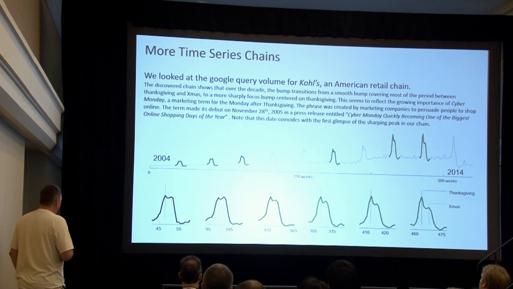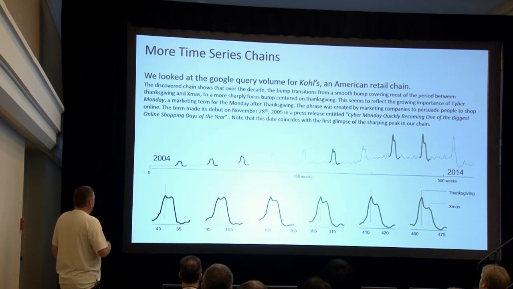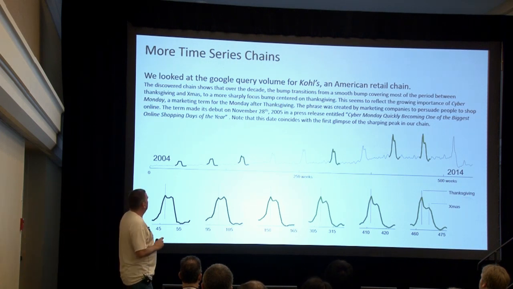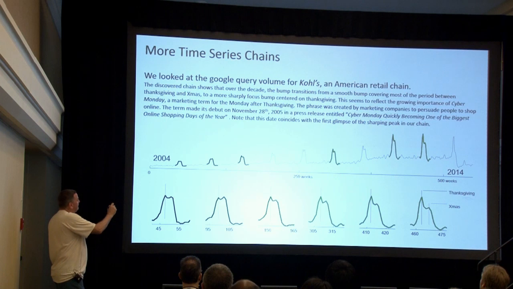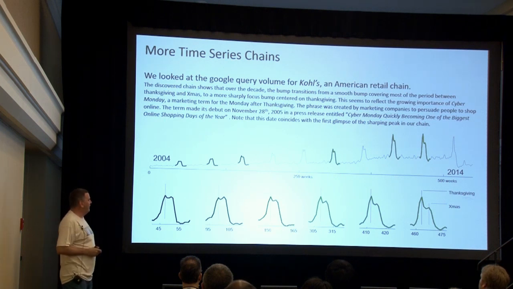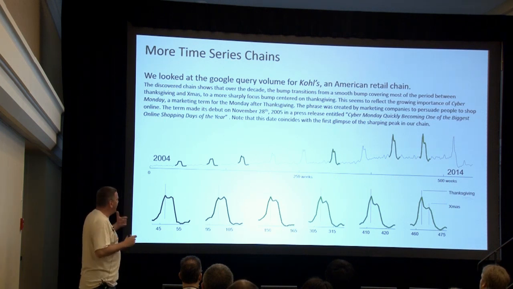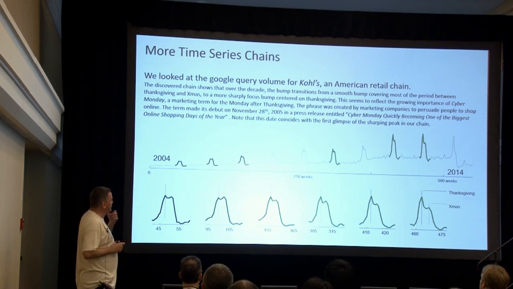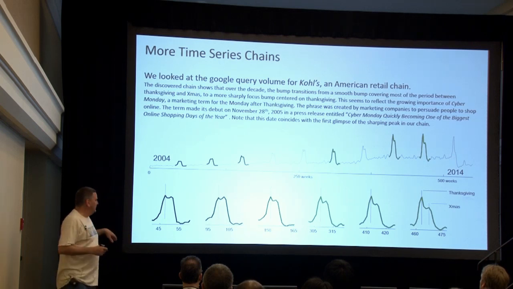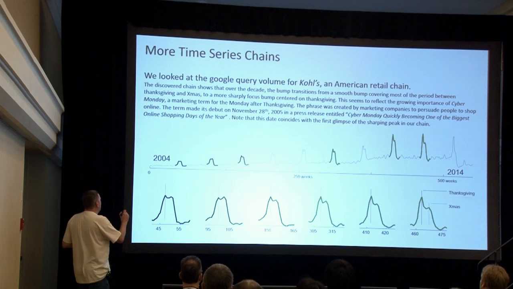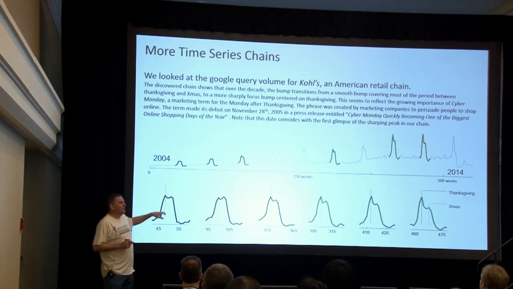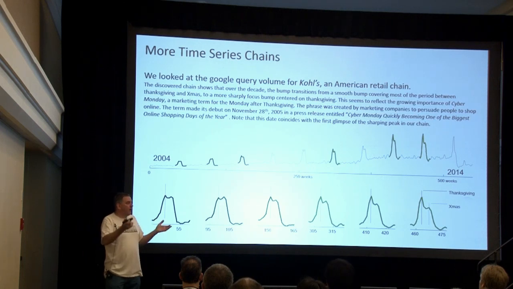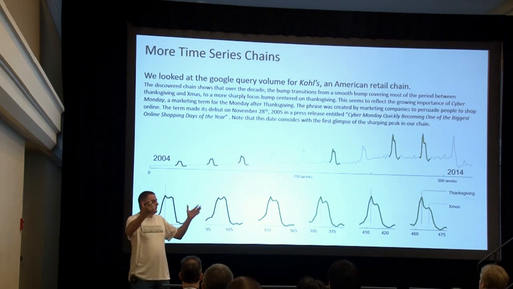Here's another thing that's quite interesting. This is the web demand for the word Kohl's, an American department store, in 10 years of data. And of course, you obviously see the overall growing trend of internet traffic, which will not surprise you. But there's a chain in this data set, which is a nice intuition. Let's look at this. A long time ago, 2004, people had the internet, and they used it to find Kohl's, basically to find out where the nearest one is, where to park, what the hours are, and they would drive there and shop.